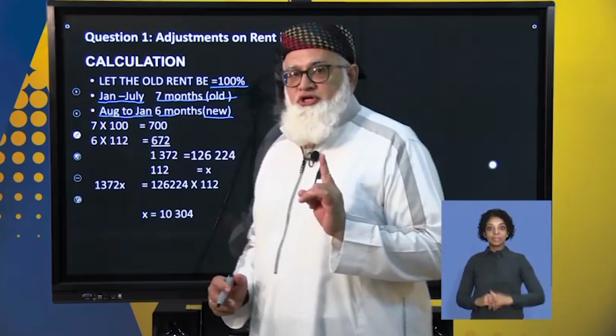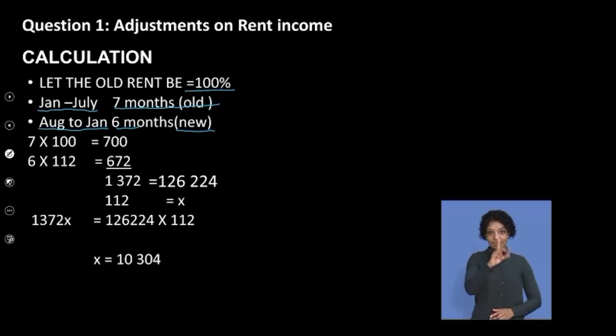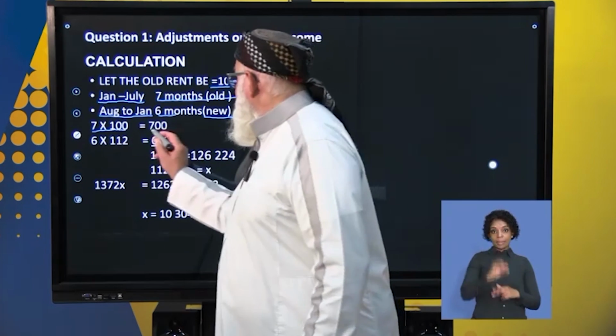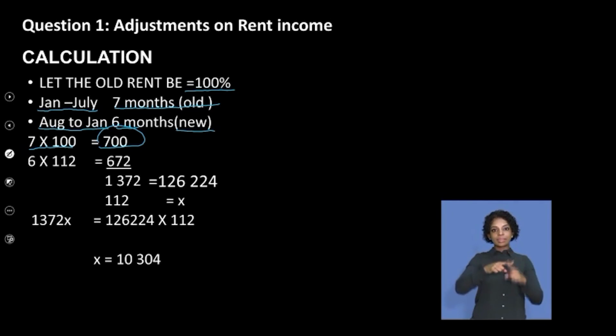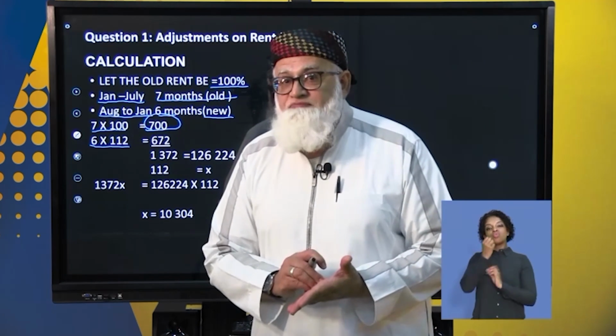Now look at my calculation. 7 months at the old rental, obviously January to July, times 100. Why 100? Because at that point your rent was 100%. So 7 times 100 will give you the 700. Step number 1. Step number 2. Your new rental was for 6 months from August including January. So 6 months at what rate? Remember, the rate increased, your percentage increased by 12%.